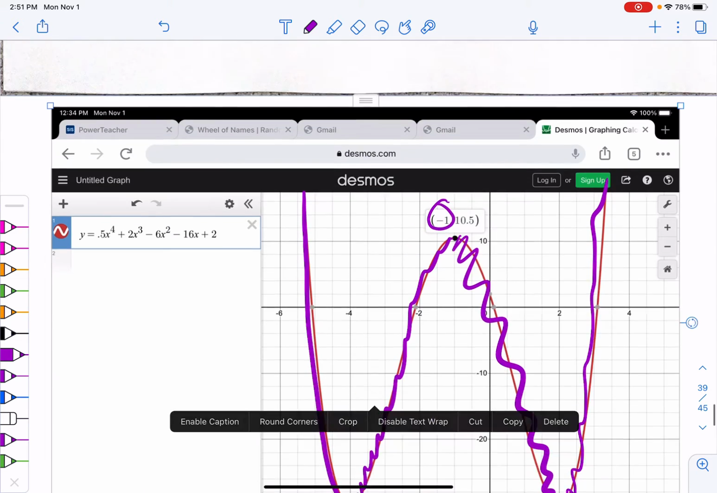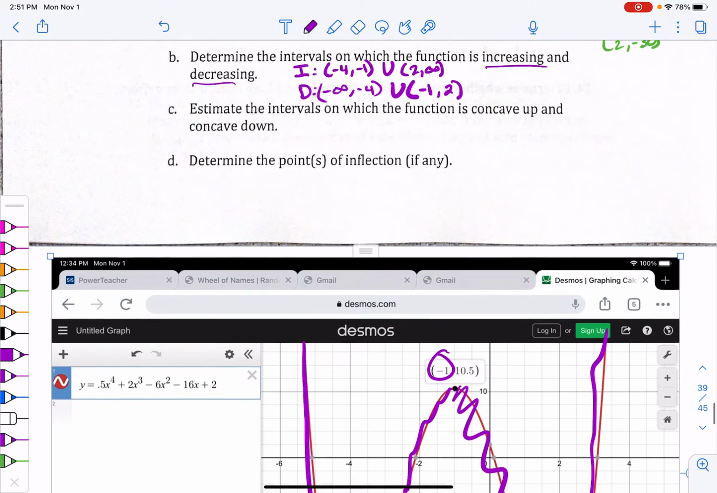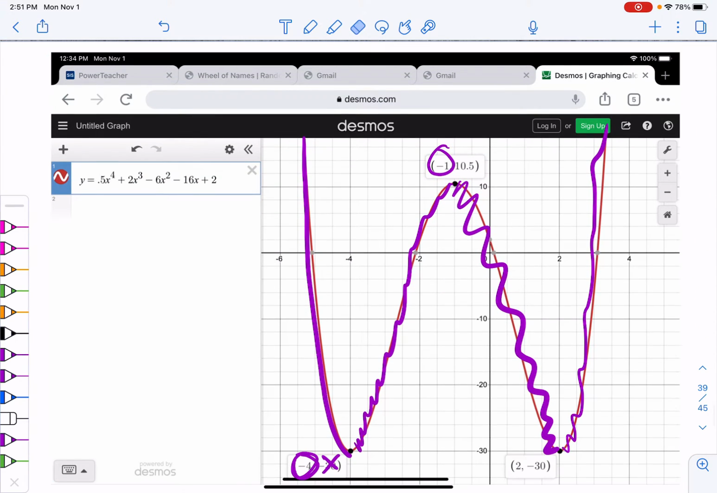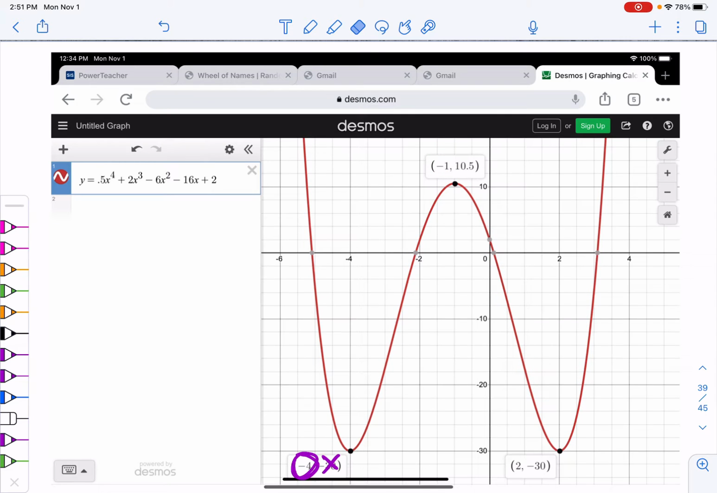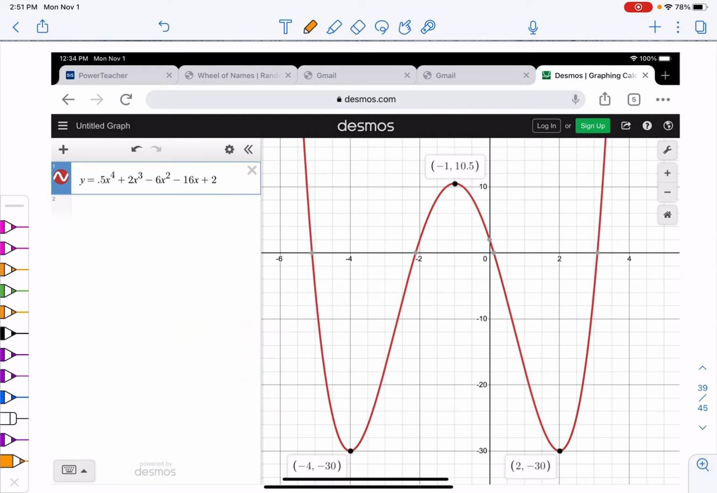All right, moving on to part C, estimate the intervals on which the function is concave up and concave down. First things first, I'm going to get rid of some stuff here. We need to look at what it's doing first. So is it holding water or is it not holding water? It's holding water from here until it gets to about this halfway point, and I don't know exactly where that halfway point is.